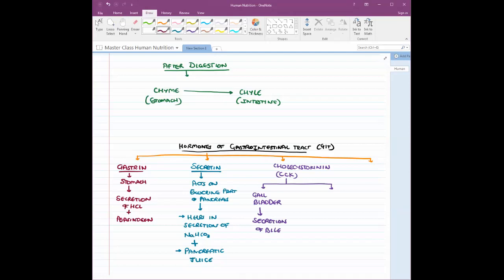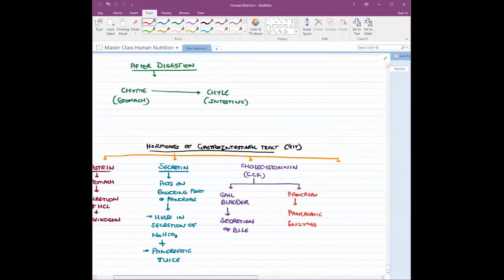And now the second thing over here: it is also going to act on the pancreas. And when it acts on the pancreas, it asks the pancreas to produce the pancreatic enzymes. So that is cholecystokinin.